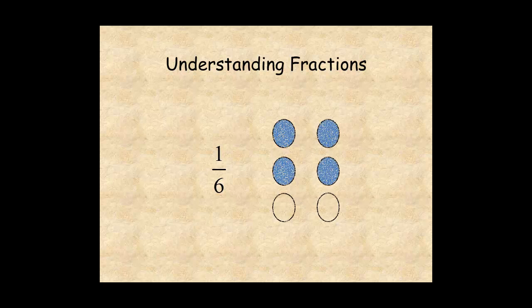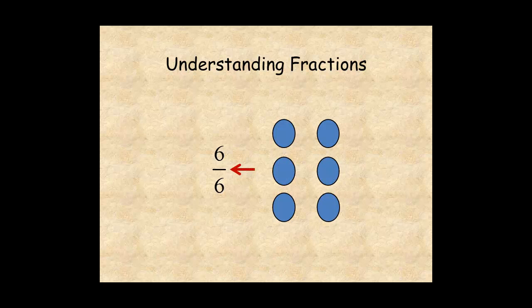Here's another way to think about fractions. Here's a group of 6 circles. One of the circles is 1 out of 6, so it's described by the fraction 1 over 6. 4 of the shaded circles are described by the fraction 4 over 6. 2 of the unshaded circles are described by the fraction 2 over 6. When all the circles are shaded, the fraction is 6 over 6, which is equal to 1, or all of the circles.